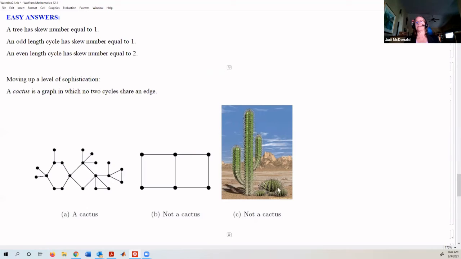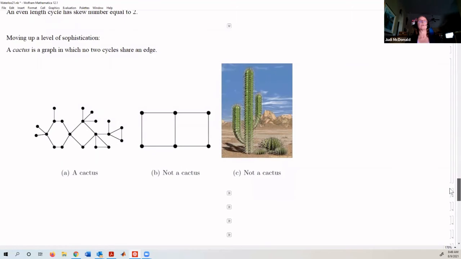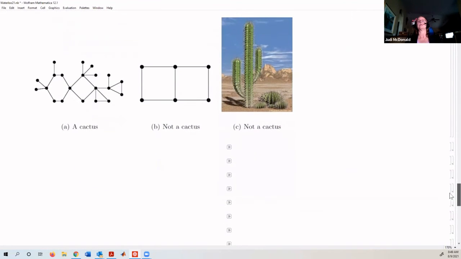And Amy thought it was very funny to include this picture of an artistic rendition of cacti, so it's not a cactus. So that was her favorite injection of humor into her dissertation.